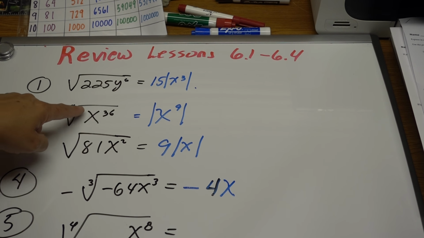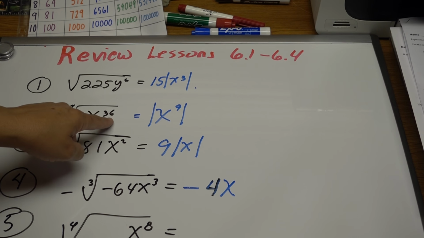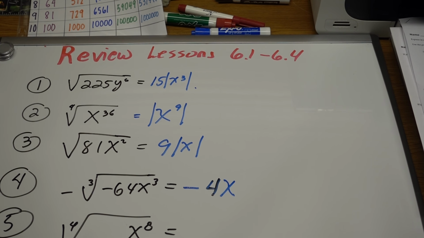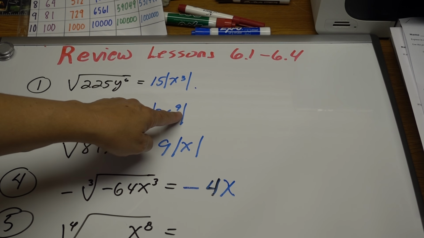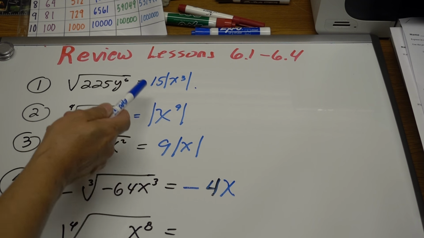Number 2 is the 4th root of x to the 36. Okay, so the coefficient here is 1, so we don't have to worry about that one. But divide 36 over 4, and it goes evenly, so it's going to be x to the 9th, and since this is an odd exponent, there is a possibility that it can be negative, so we insert the bars.